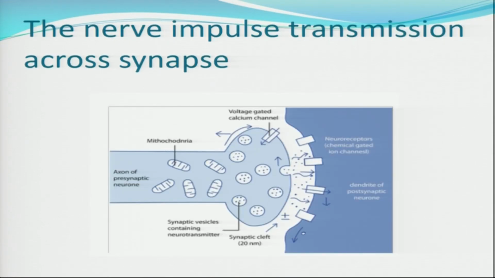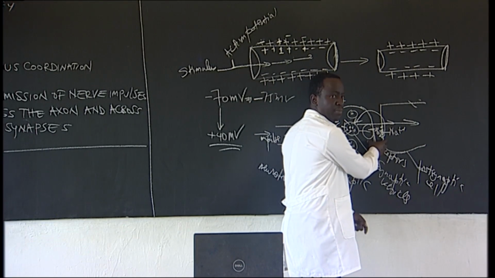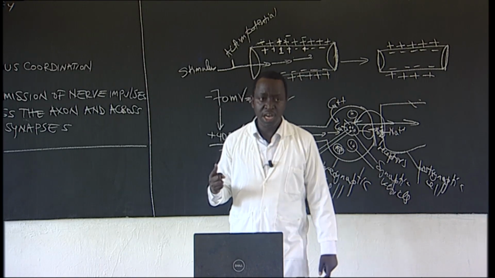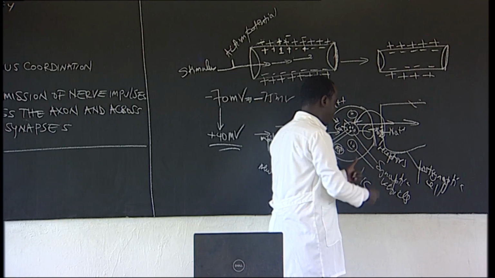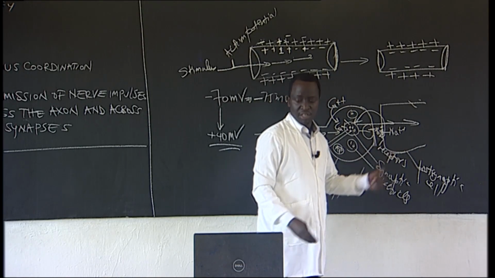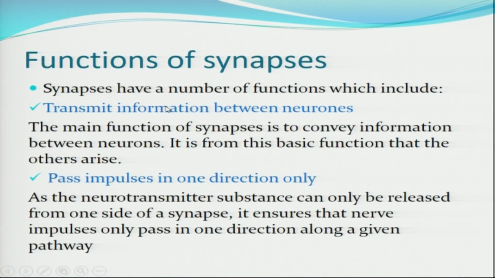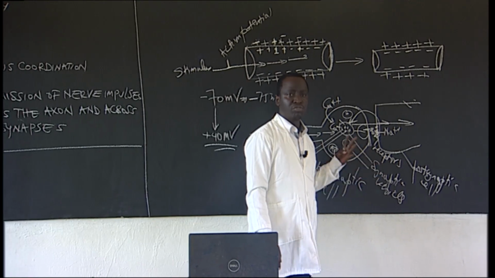So this is the diagram I used on the screen. Now, we have the synapse. The synapse is where two neurons meet. What is the role of the synapse? The synapse allows information, a message, to be transmitted from one neuron to another neuron. That is one function of the synapse: to transmit information between neurons. If the synapses are not there, the information cannot be transmitted between the neurons.